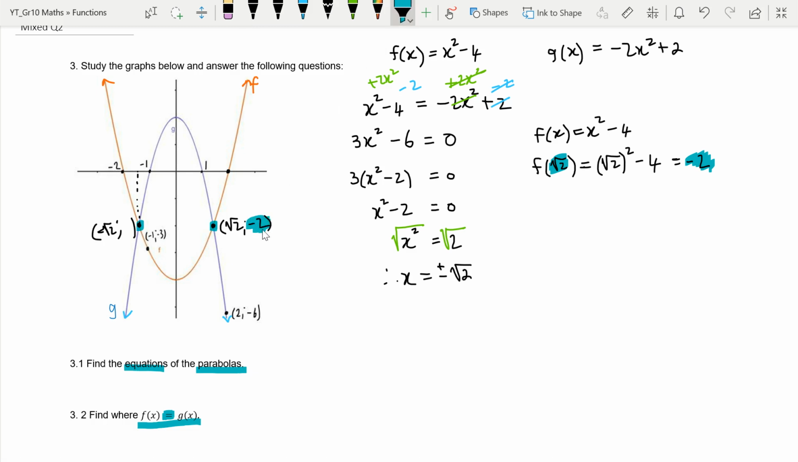Now, obviously, we can go and plug in the other one as well. But these are mirror images. The y value on the other side is going to be exactly the same. But let's just show that anyway. So negative square root 2 is plugged in, negative square root 2 squared, take away 4. If I square that, it's going to give me a positive 2 anyway. So it's going to give me exactly the same. And there we found the coordinates of the points of intersection, where the graphs are equal to each other. Very popular question.